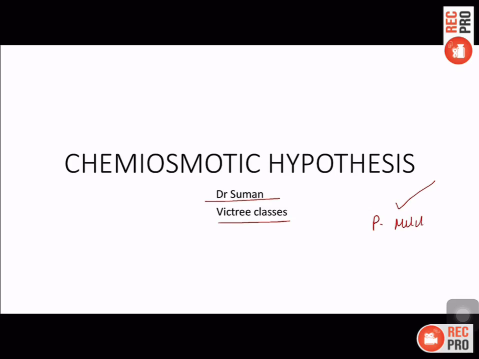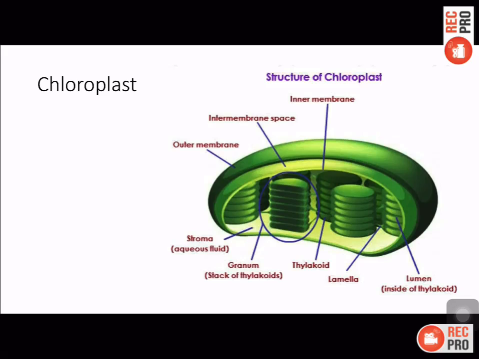Today I am going to teach you about the chemiosmotic hypothesis, a very important topic in the photosynthesis chapter, given by P. Mitchell, right? And before knowing this, you should know the plant anatomy. Let us study the structure of the chloroplast.